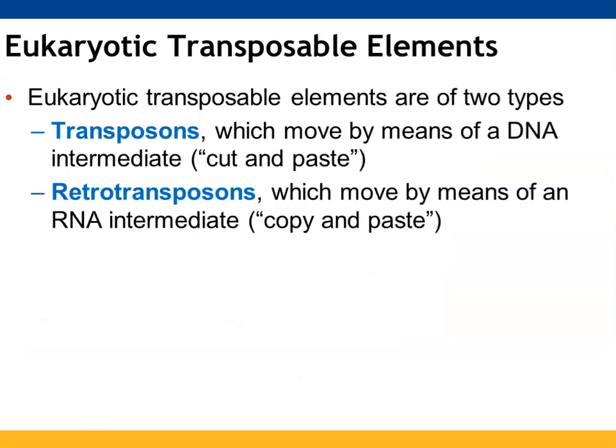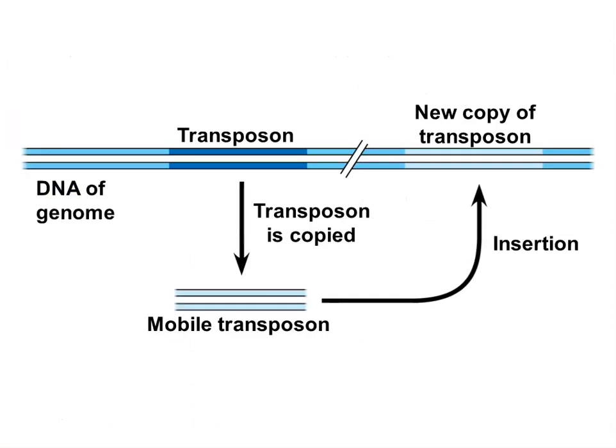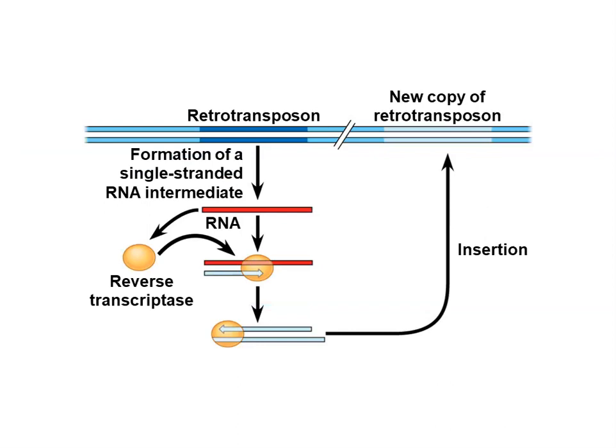In eukaryotic transposable elements, we can have the transposons, which move through a DNA intermediate, cut and paste, or we can have retrotransposons, which move from an RNA intermediate, copy and paste. So there's the DNA of your genome, you have your transposon copied, and then you have it inserted. In a retrotransposon, you have it turned into RNA, reverse transcriptase turns it into DNA, and then you have it pasted in.